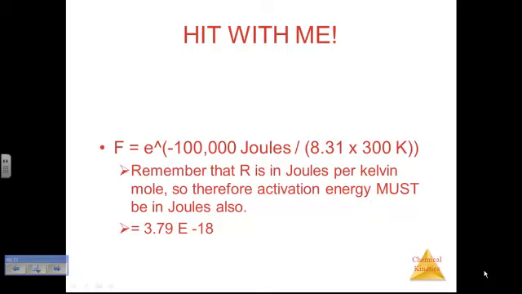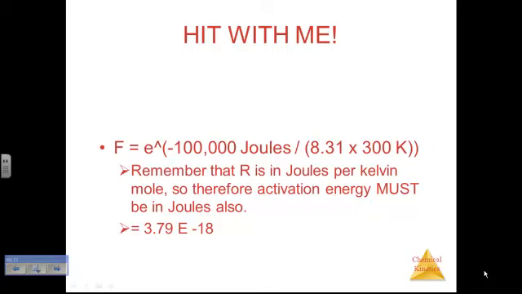Now on your calculator screen, it should say E with a caret key and an open parenthesis. Type in negative 100,000 joules. The problem gave us 100 kJ, but we must match joules in the 8.31 and joules in the activation energy. The negative sign is there on purpose to make sure activation energy comes out as a positive value.